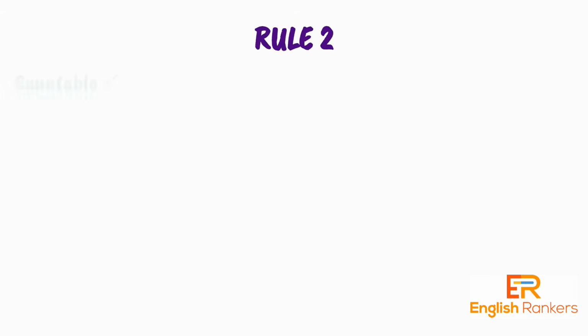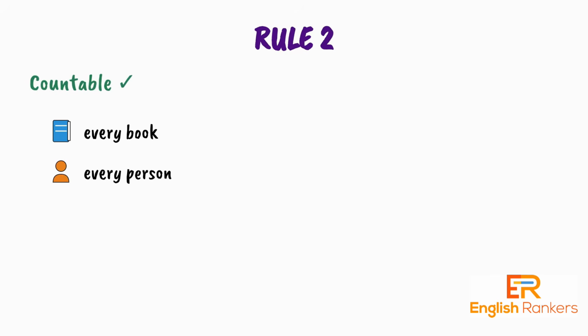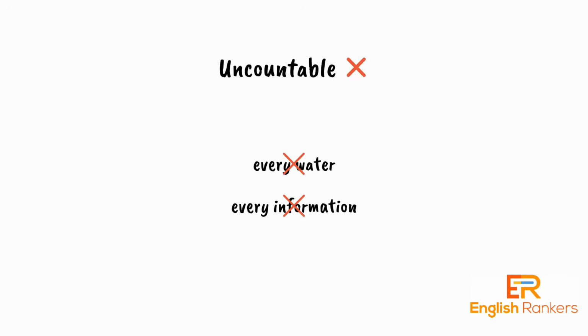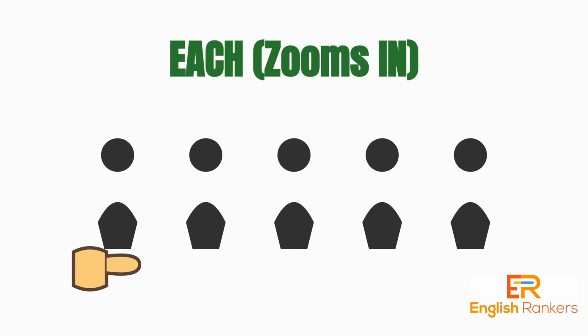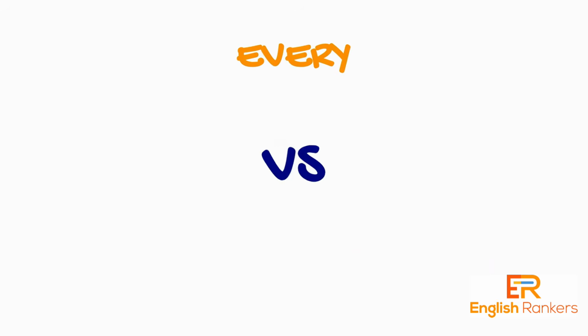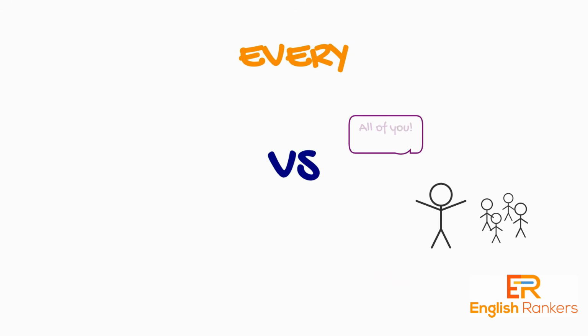Second, every only works with things you can count. You can say every book, every person, every question. You cannot say every water or every information. Those are uncountable nouns, and every does not work with them. Here is an easy way to remember the difference. Each is like pointing your finger at one person, then the next, then the next. Every is like opening your arms and saying, all of you.